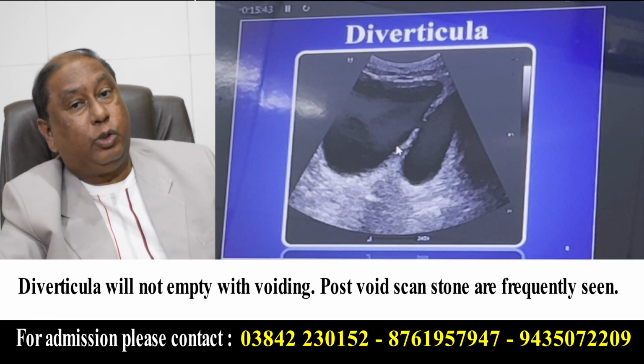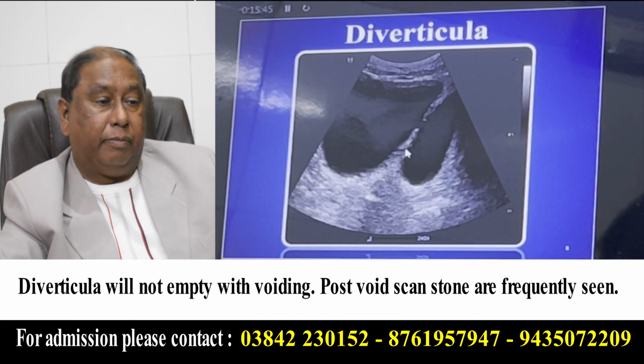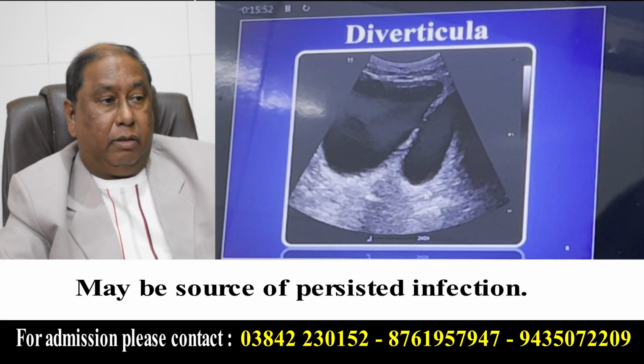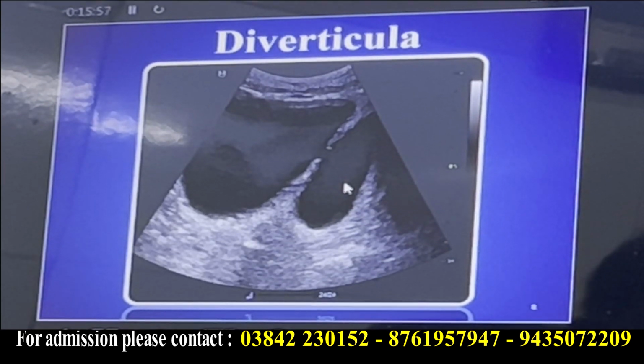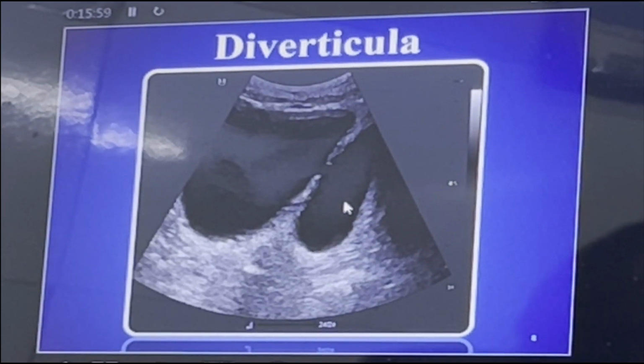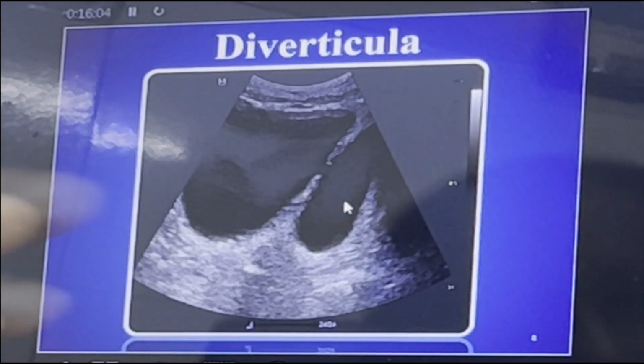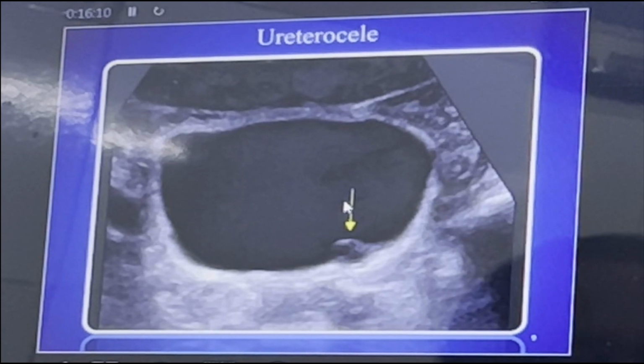Sometimes you can see the stone also inside the diverticula, and maybe the stone may be the cause of persistent infection. Diverticula also can harbor infection. It is the last picture. In this picture, you see there is a snake-like something protruding from the wall of the urinary bladder. This is called ureterocele.